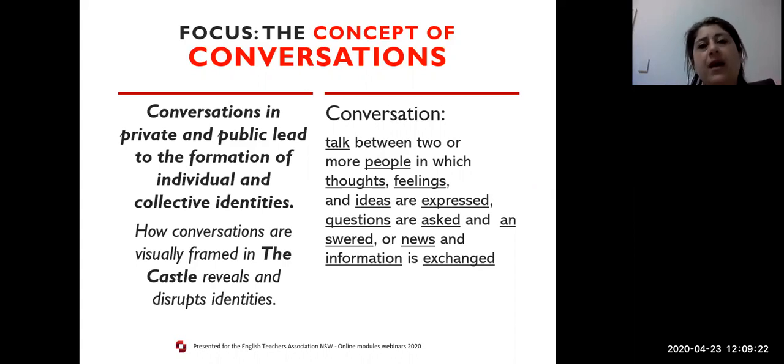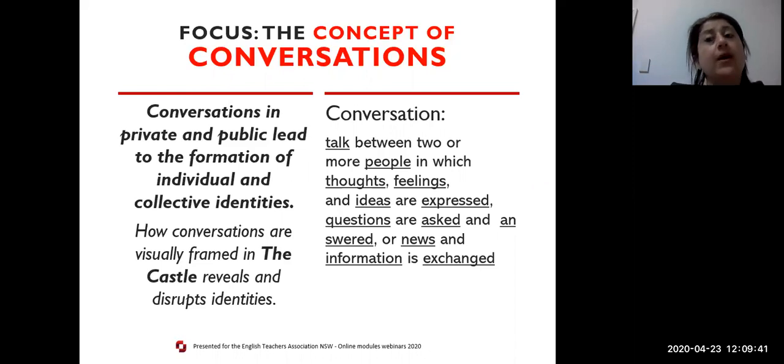So we have to be able to have broad understanding of the text, but also to go deep when necessary. And so one of the main focuses is, in bold at the top there, conversations in private and public lead to the formation of individual and collective identities.